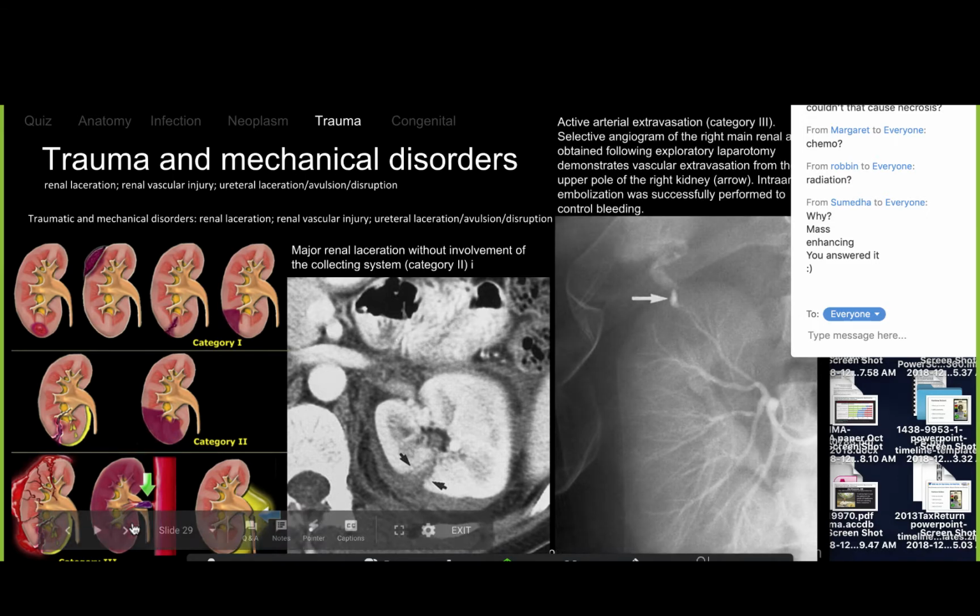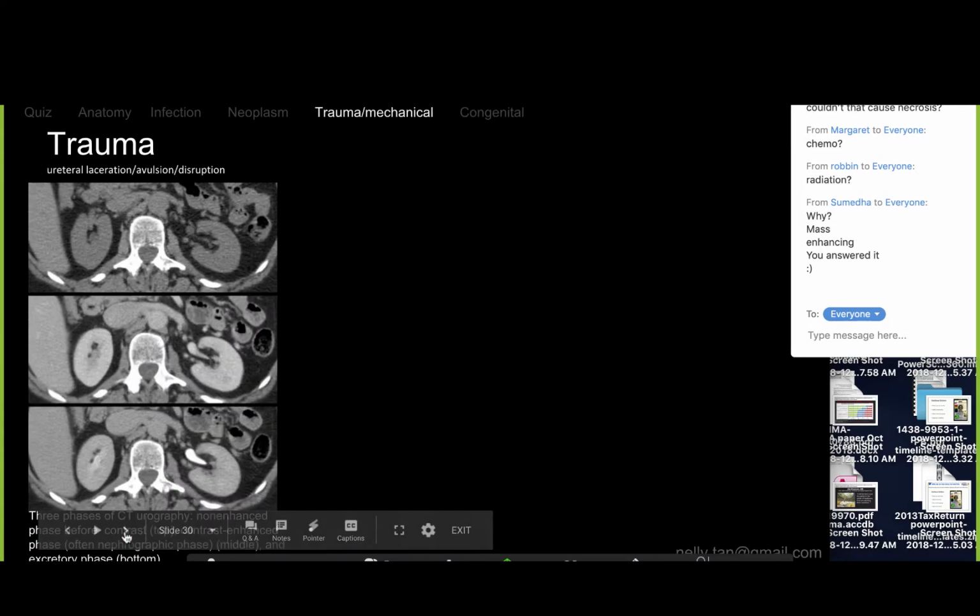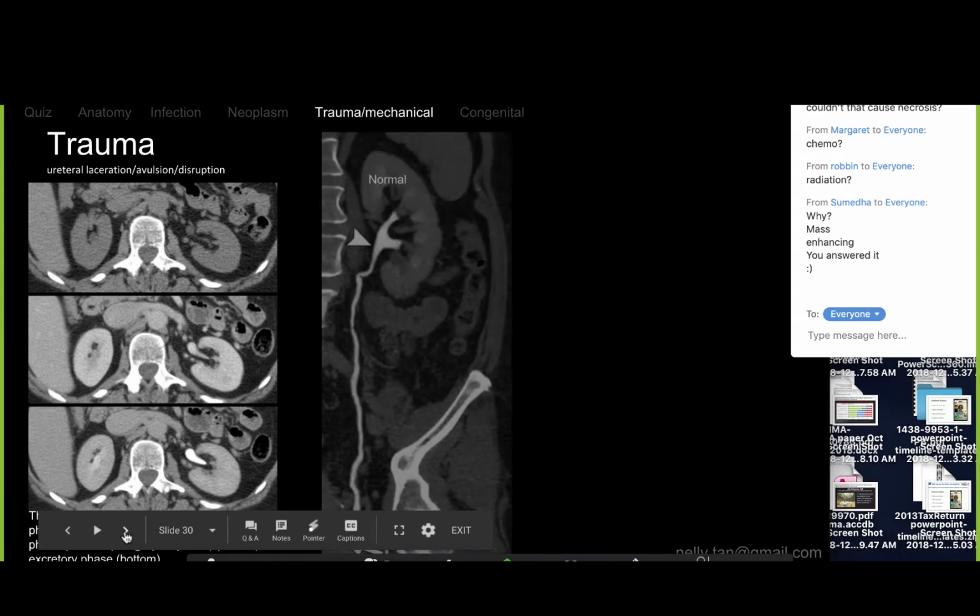Nowadays, we're leaning towards conservative therapy. So unless it's a category 3 lesion where you have pedicle compromise or avulsion, these are typically managed conservatively with watchful waiting. In some cases, if there is bleeding and active extravasation, interventional radiologists can go in and coil embolize the area of active extravasation. So that's trauma.